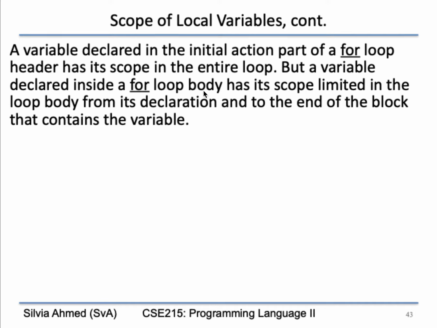A variable that is declared in the initial action part of a for loop, its scope is the entire loop. But a variable that is declared inside a for loop body, its scope starts from that statement until the end of the for loop.